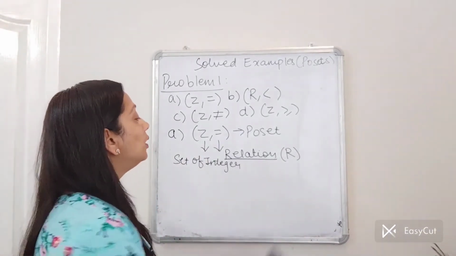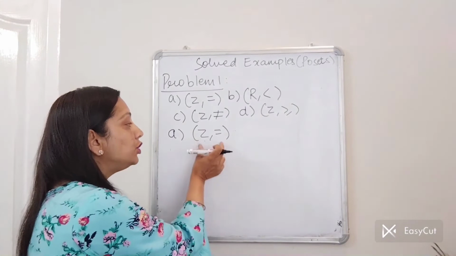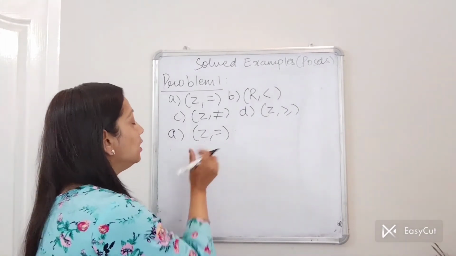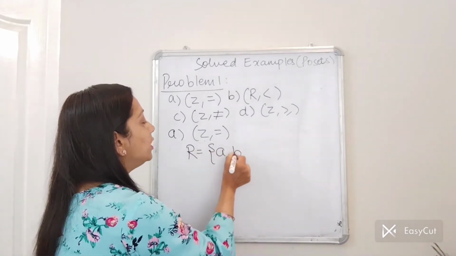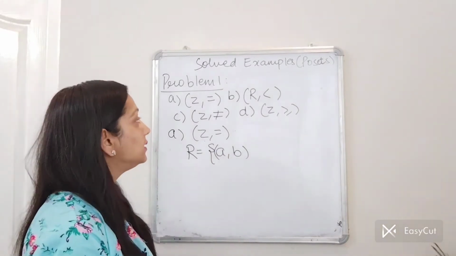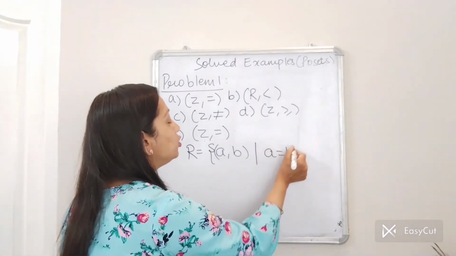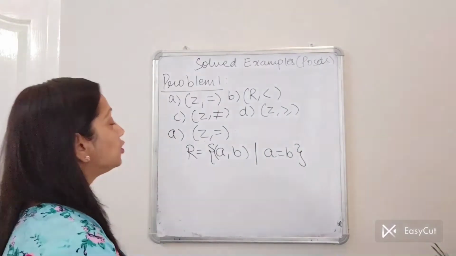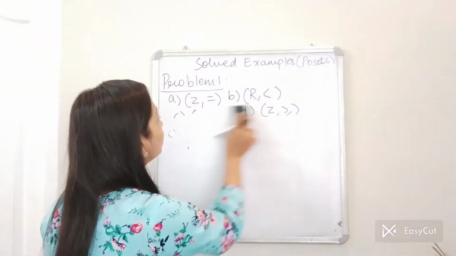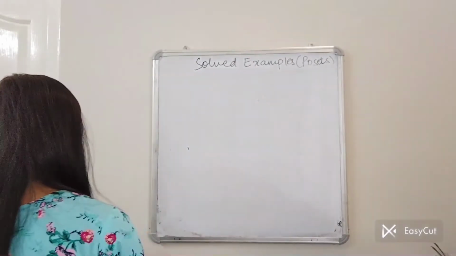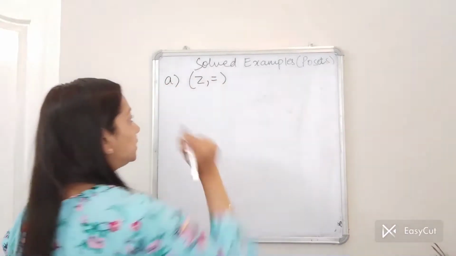Fine, so let's start. The criterion for the formation of the relation is the equality symbol. That means I can say that R is a set of ordered pairs AB such that A is equal to B. Since we are running out of space, I'll erase all of this and start with the first option. The first problem says that I have to prove that Z comma equal to is a poset.